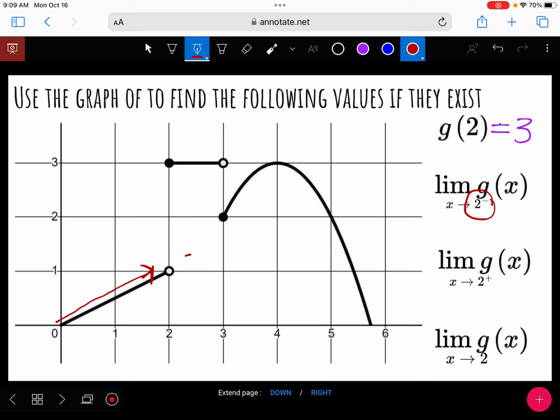1. Right? It's approaching this open circle. As my x's approach 2, my y values are approaching 1. G of 2 does not equal 1, but it's what it's getting real close to here. So we're kind of tracing along it. This is how we describe things when there are discontinuities.